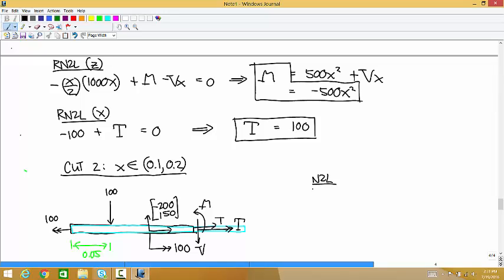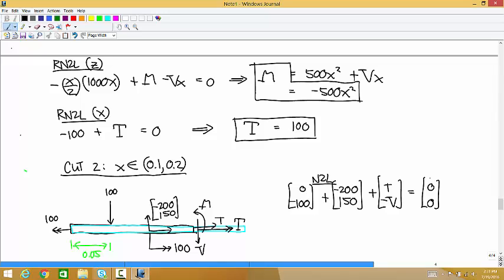So Newton's second law says 0, negative 100, plus negative 200, 150, plus T, negative V, is equal to zeros. So T is equal to 200. V is equal to 50.